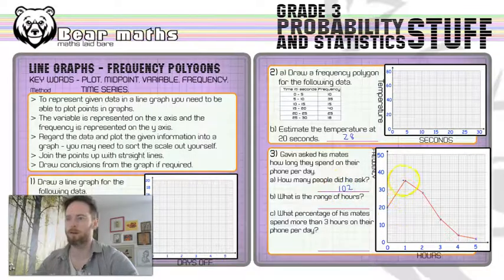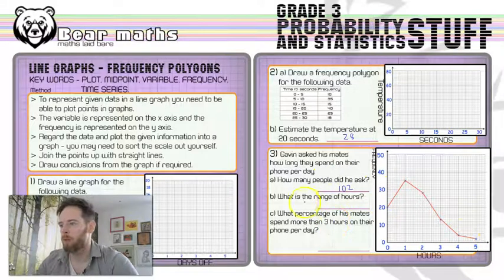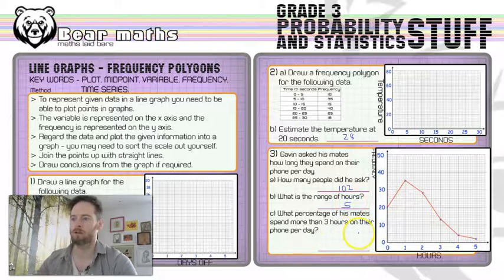All we've got to do is look at the heights of their frequencies and then add them all together to get the total number of people. What's the range of hours? Well, the range of hours is between 0 and 5. So 5 take away nothing is 5. So there's our range. That's quite a nice simple one.